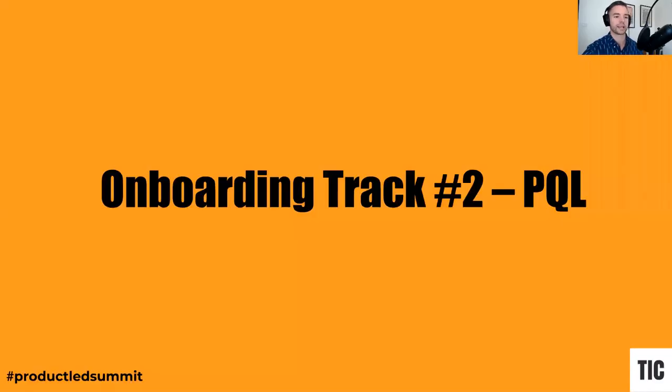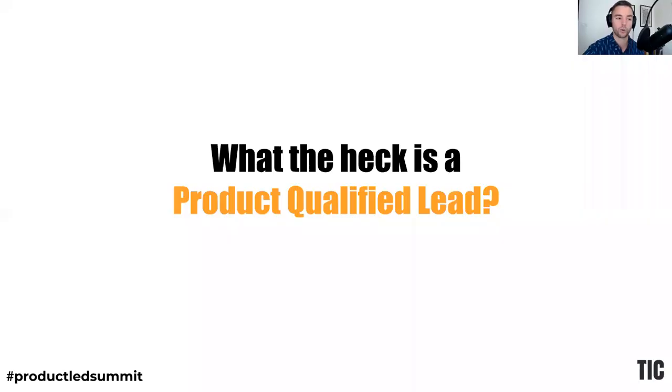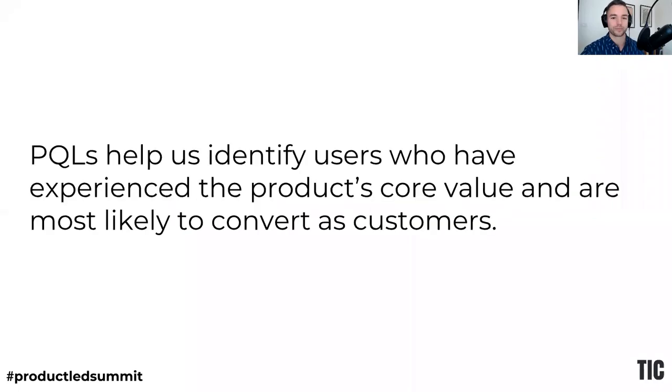And so for onboarding track number 2, what we're really focusing on here is what's known as the product qualified lead. Now if you're sitting there thinking, Wes, what the heck is a product qualified lead? That's okay, I'll explain. A product qualified lead is really just a tool that helps us identify users who have experienced the product's core value and are most likely to convert as customers.